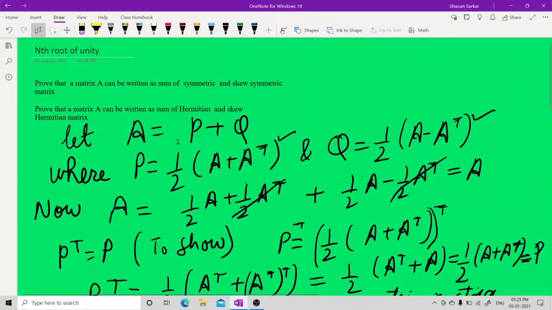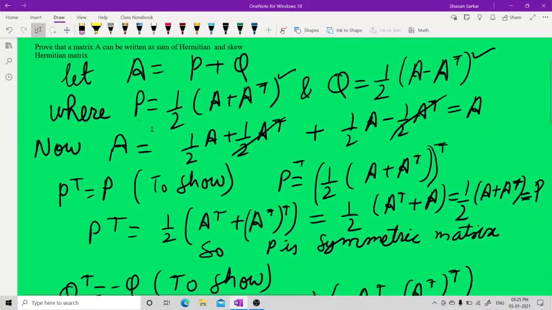Let A be equal to P plus Q, where P is half of A plus A transpose and Q is half of A minus A transpose. Now put the value of P here, half A plus half A transpose, and in place of Q put half A minus half A transpose, and this comes out to be A. Therefore, these two expressions are valid.